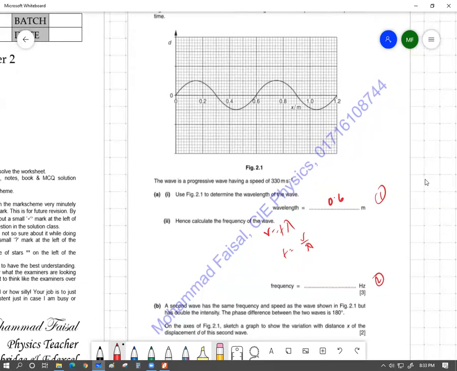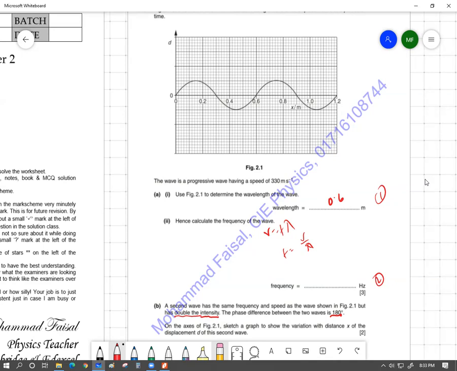Question B says, a second wave that has the same frequency and speed as the wave shown in figure 2.1, but has double the intensity. Try to understand, double the intensity. The phase difference between the two waves is 180 degrees. These are two important pieces of information: it has double the intensity, and there is a phase difference of 180 degrees. On the axis of figure 2.1, sketch a graph to show the variation with distance x of the displacement d of the second wave.